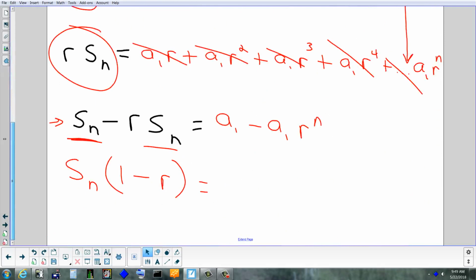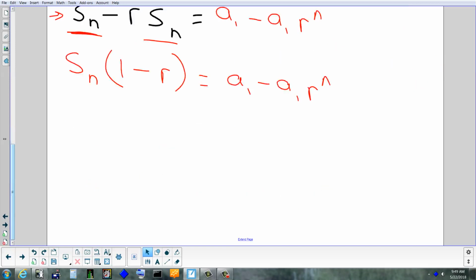Right, and yeah, for now, let's just leave the other side the same. I know I could factor out a sub 1, and I am going to do that eventually because they have the same thing in common, just like the other side, but just leave it like this. Now, I want to get that by itself. That's S sub n times 1 minus r. So how could I move the 1 minus r to the other side? Divide. Now, I just got S sub n by itself.